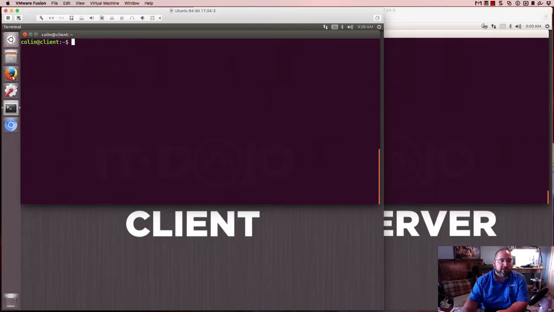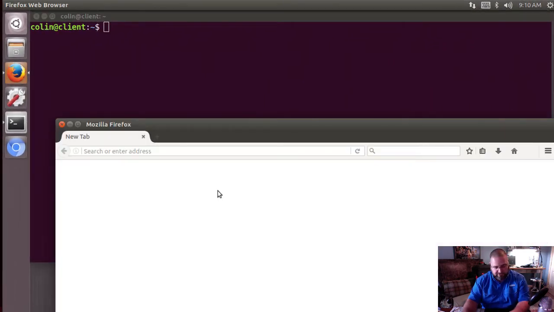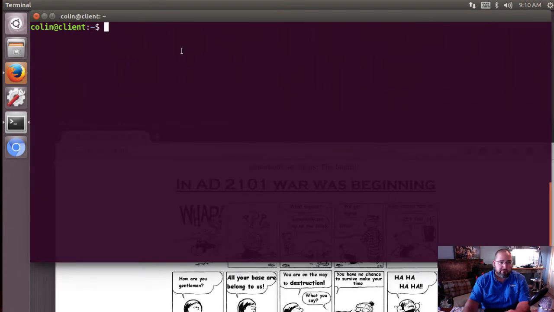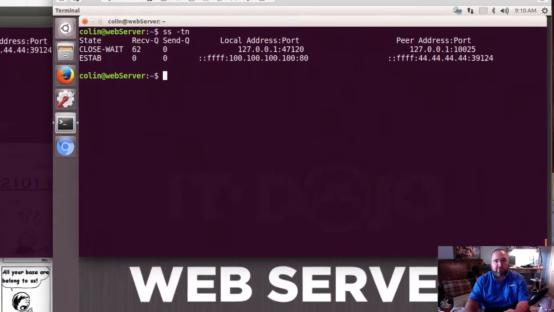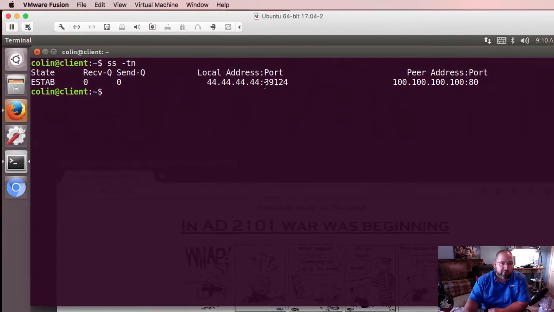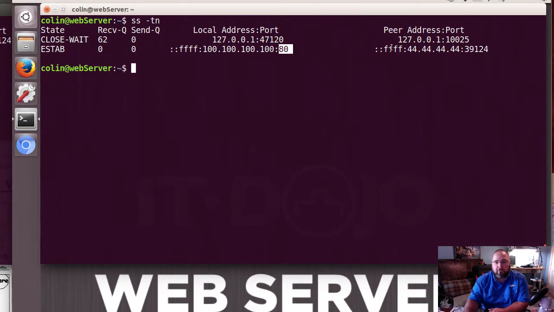On the client, let's open a web browser and point it at the web server, which is at 100.100.100.100. When we do that, the web page comes up, and if we look at the active connections on both sides, we can see that on the client, he chose an ephemeral port of 39124 and went to port 80. We see the same connection on the other side: the local port is port 80, and it's coming from 39124.